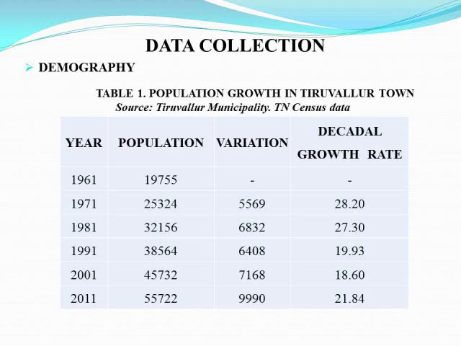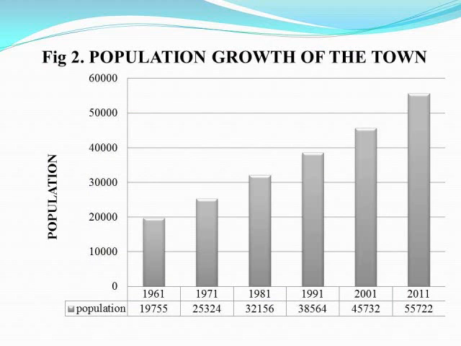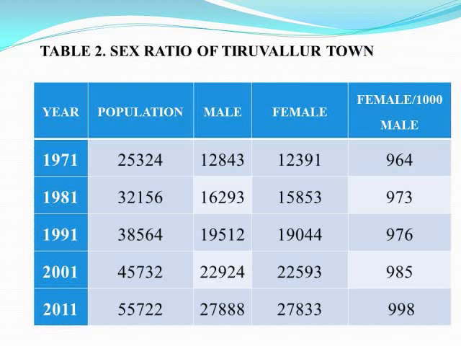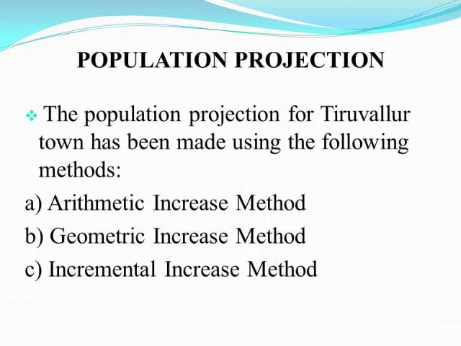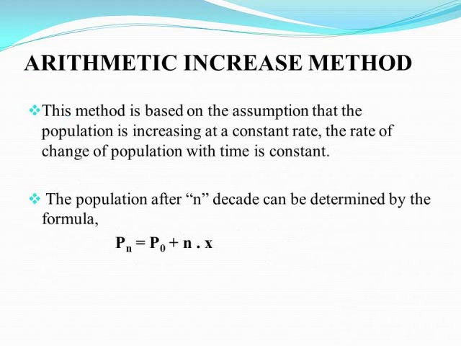Data collection. This table shows the population growth of the town from 1961 to 2011. And this is the picture of that. The male and female count of the town is shown in the graph. I have done the population projection of the town using three methods: arithmetic increase method, geometric increase method, incremental increase method.